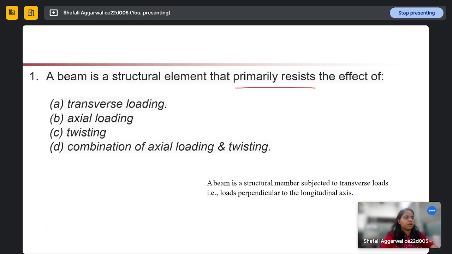So normally a beam is a structure member subjected to transverse loads. So that was the first line we read. So answer will be A, transverse loading. Okay.